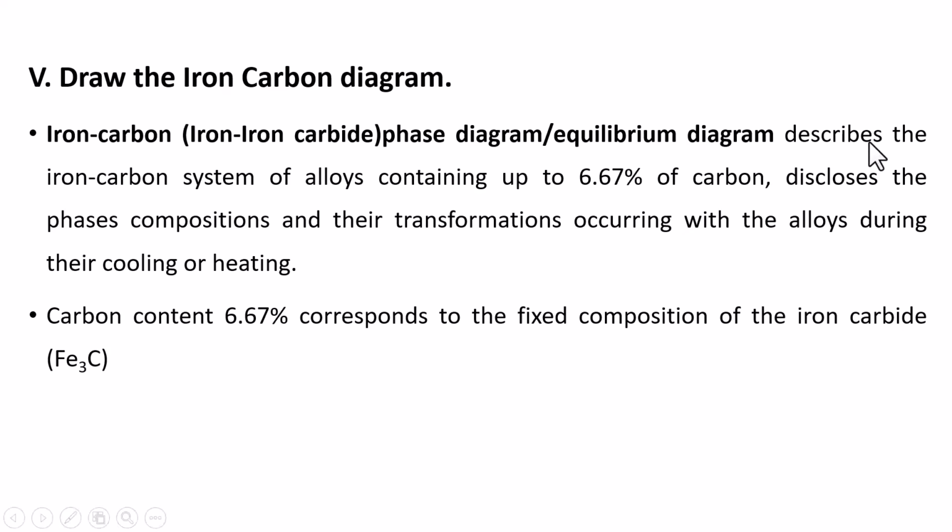This phase diagram describes the iron-carbon system of alloys containing up to 6.67% of carbon. It shows the phase compositions and their transformations occurring in alloys during cooling or heating. Carbon content at 6.67% corresponds to the fixed composition of iron carbide. That means at 6.67% of carbon it becomes completely iron carbide. That is why it is also called the iron carbide phase diagram.